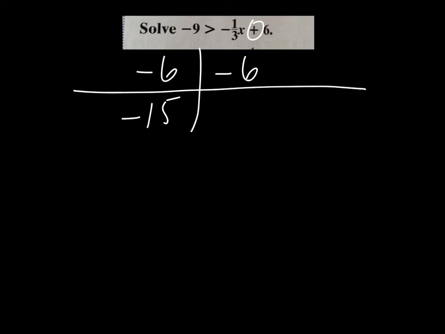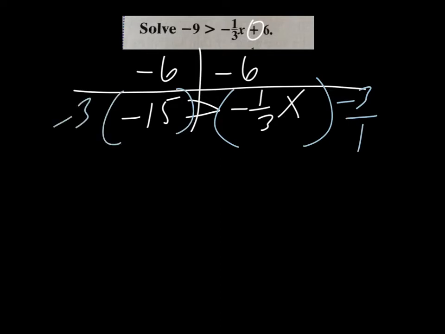So let's see here. We're going to start off by subtracting 6 from both sides because that's plus 6. -9 minus 6 more is -15. And that's still greater than -1/3 x. Now I'm going to be using a negative reciprocal in order to get rid of the number in front of my variable, the coefficient in front of my variable. So in other words, I'm going to be multiplying both sides by -3 over 1. Again, this shouldn't be a surprise to you. We've done this before when we're solving equations.